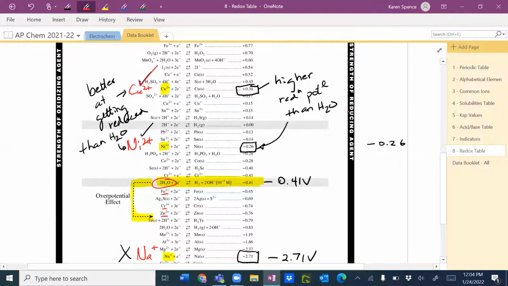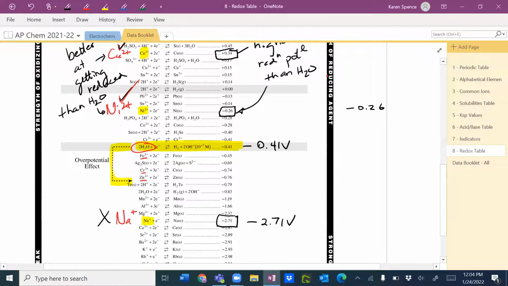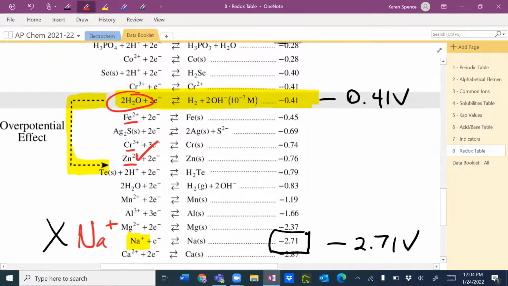Copper's better at getting reduced, nickel's better at getting reduced, and because of the overpotential magic, zinc is also better at getting reduced than water, even though it's below it on the chart. Okay, so I believe that will not be important on the AP exam, but it could come up on your regular test. I'll try not to put it on there because I think it's a little bit silly, but just at the high school level, I'm like, if I don't understand how to teach you why, then why are we bothering with it?